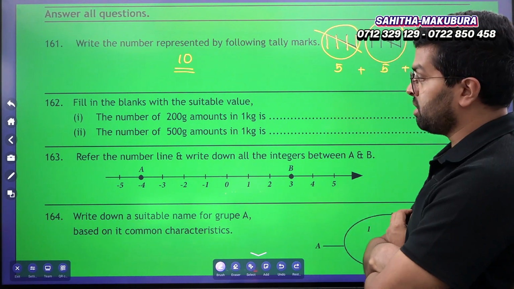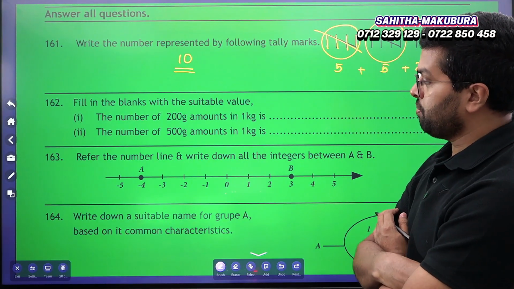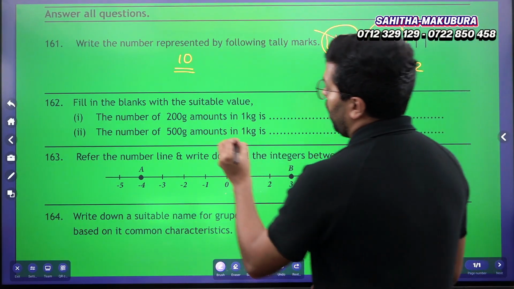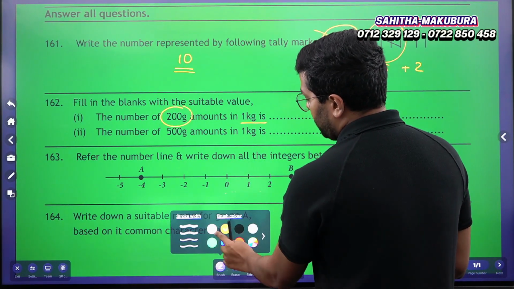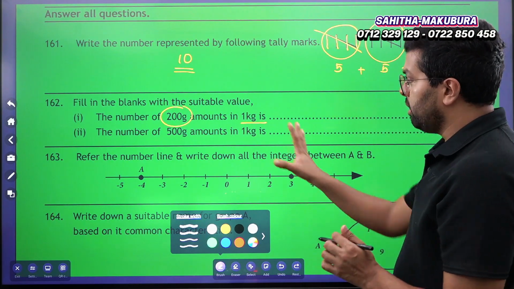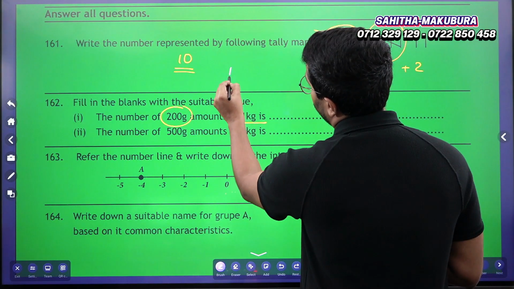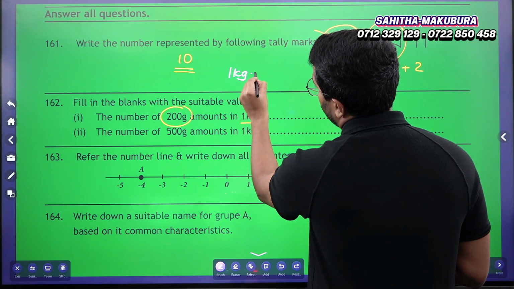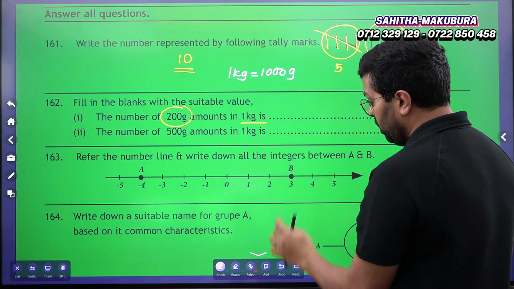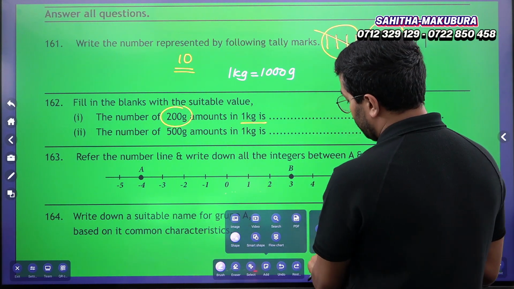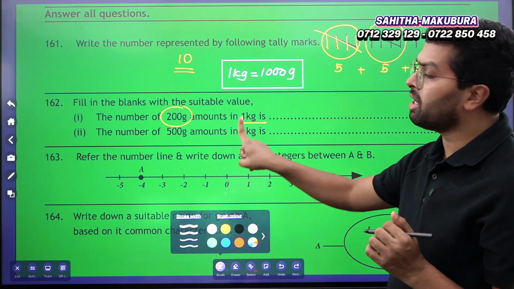Alright, next question, 162. Fill in the blanks with the suitable value. The number of 200 gram amounts in 1 kilogram. When it comes to the theory part, what we need to know to answer this question is the relationship between kilograms and grams. So what we know is 1000 grams is equal to a kilogram. That means there are 1000 grams in 1 kilogram.